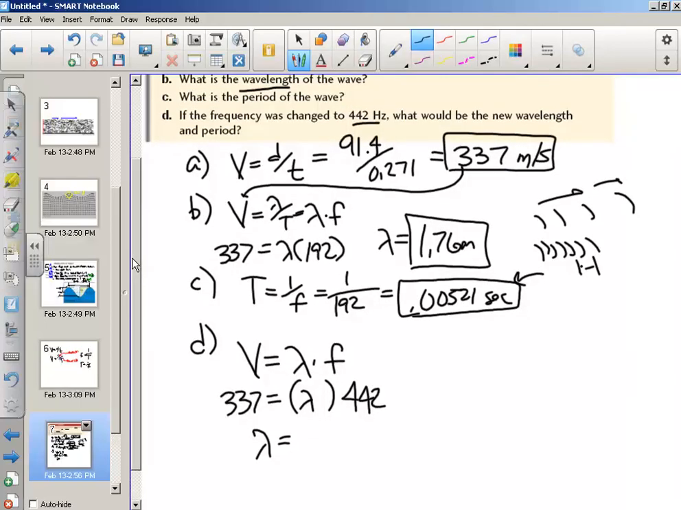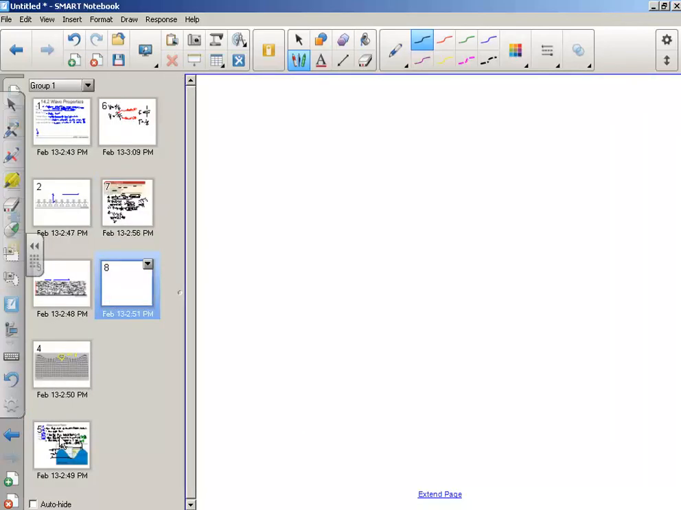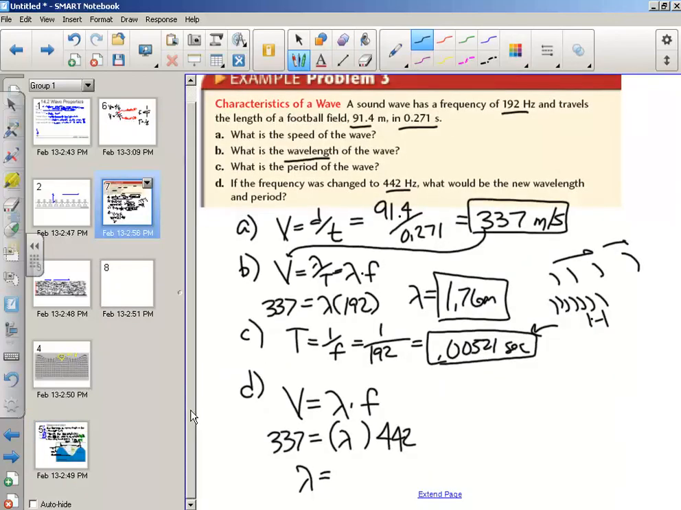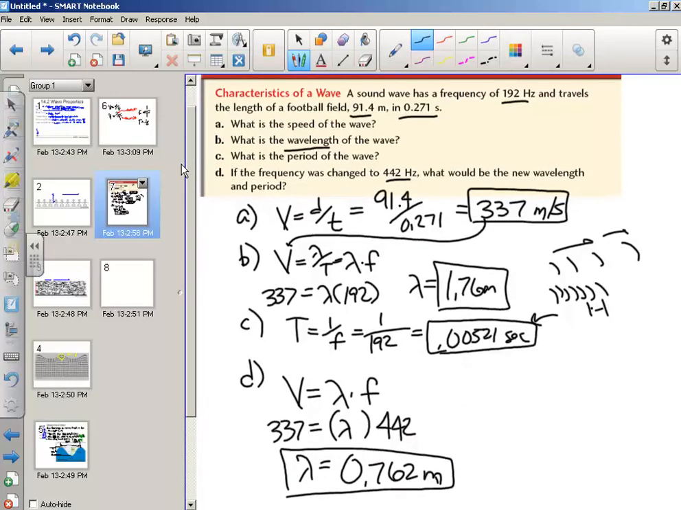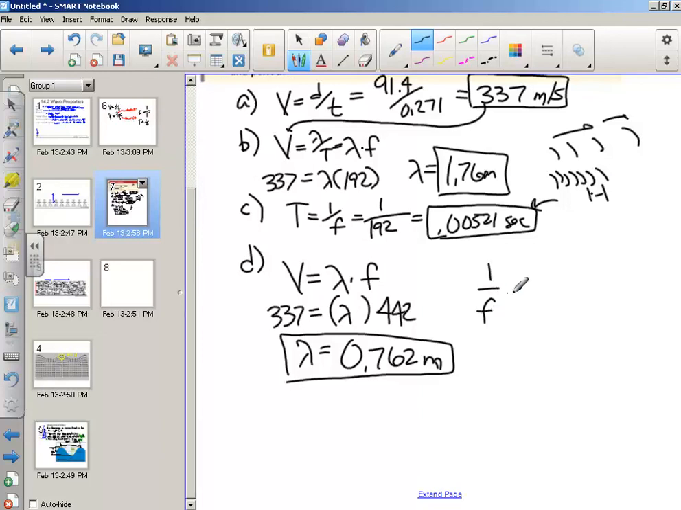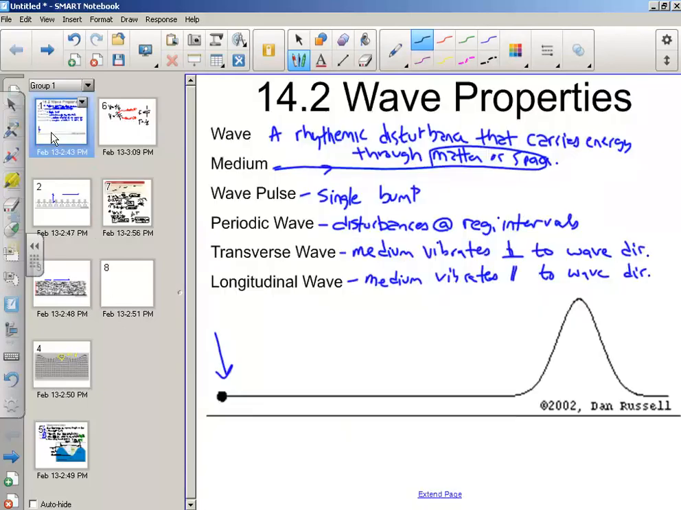And you get 0.762. And it also wants to know what is the new period. The period is going to be 1 over the frequency. So I take 1 divided by 442, my new period, and that comes out to be 0.00226. Now this only has 3 significant figures, remember. So it's all good. Alright, that's what we've got on wave properties.